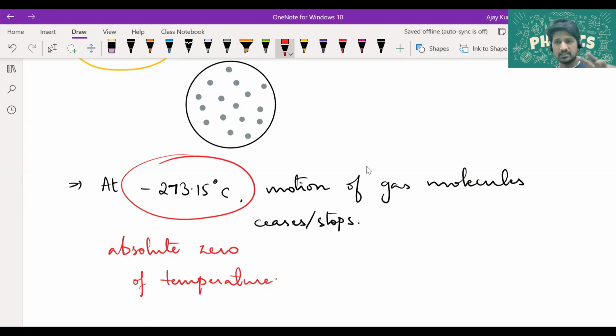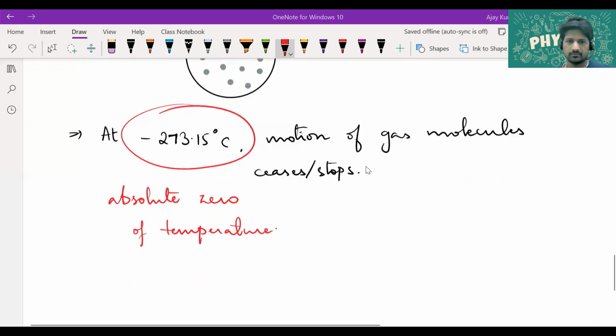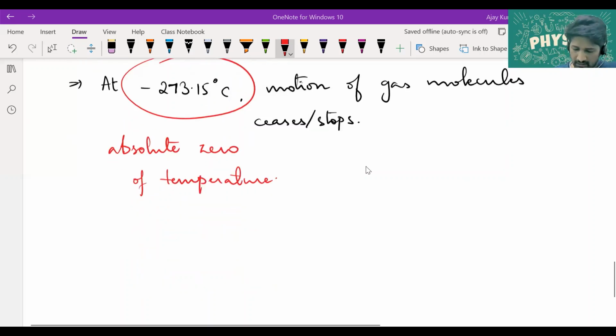But all the experiments show that at this temperature, on the Celsius scale, minus 273.15, the pressure of a gas is becoming zero. So there is actually something special happening there. Movement of molecules ceases. If gas pressure is becoming zero, gas molecules are not moving. That means liquid and solid molecules also won't be moving. So there is a special temperature at which molecular motion stops. They decided, let's call this zero from now onwards. That is what gave rise to the Kelvin scale of temperature.